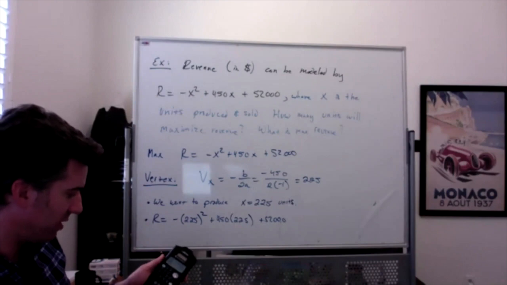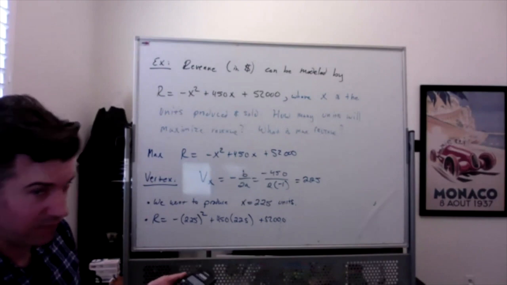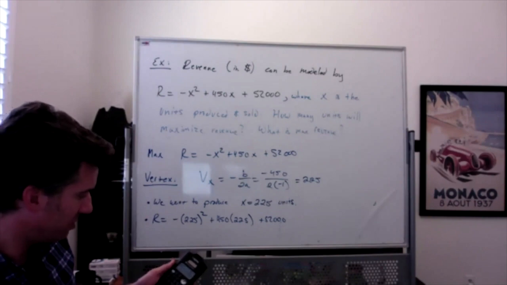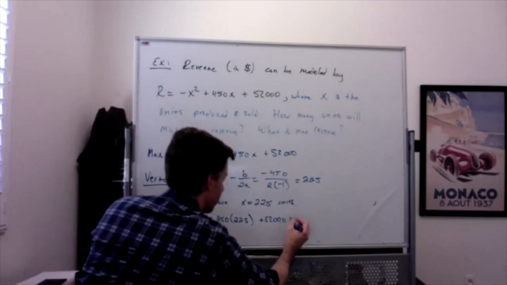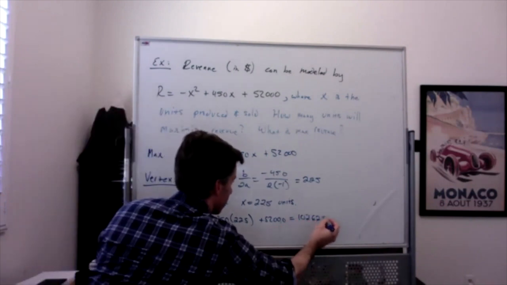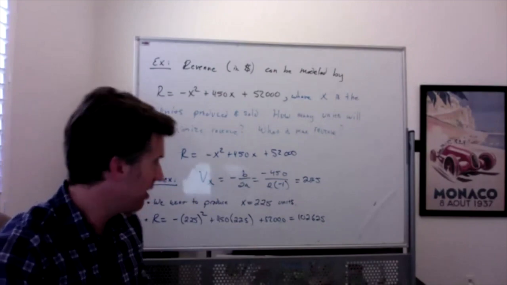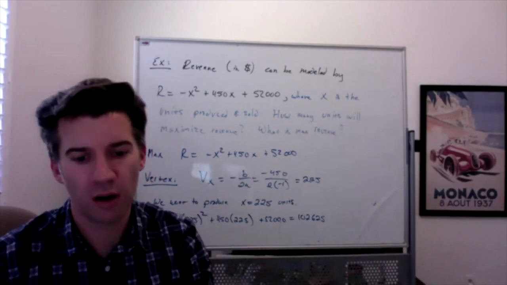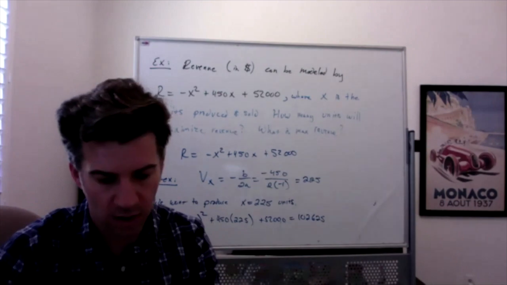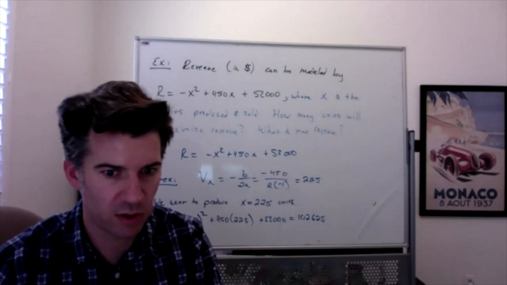So negative 50,625 plus 450 times 225, which is 50,625, and then plus another 52,000. So I'm getting 102,625. And that's my maximum revenue. If you want, I can show you the graph of this, just so you guys can maybe believe me a little bit more. So let me show you real quick here. Sorry, one sec, let me share my screen.